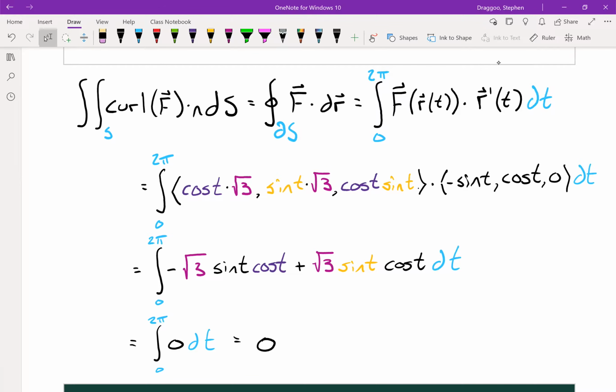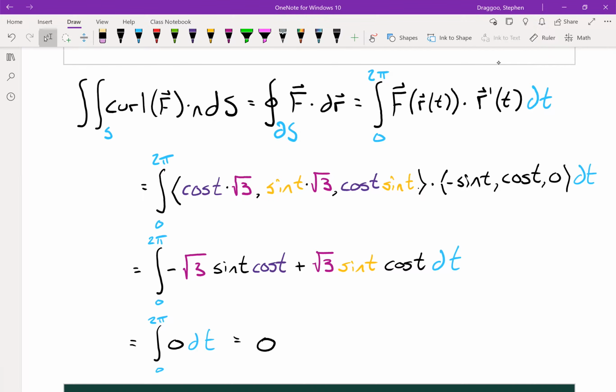The result of that dot product ends up being two terms that are identical, except one is positive and the other is negative. So those pieces add up to 0, meaning we're just going to integrate 0 from 0 to 2 pi, which will just come out to 0.